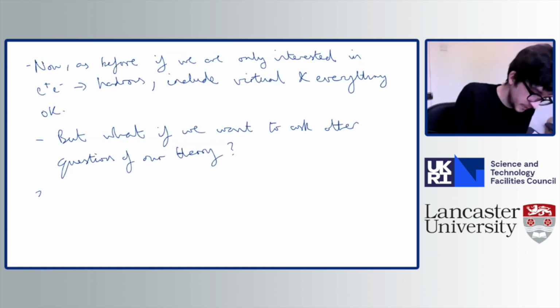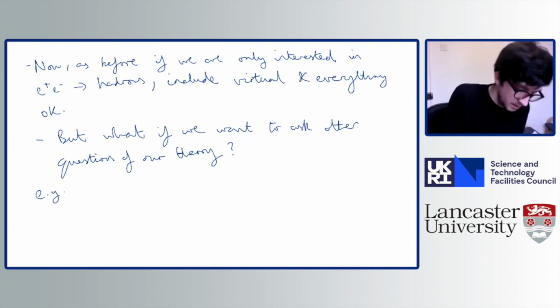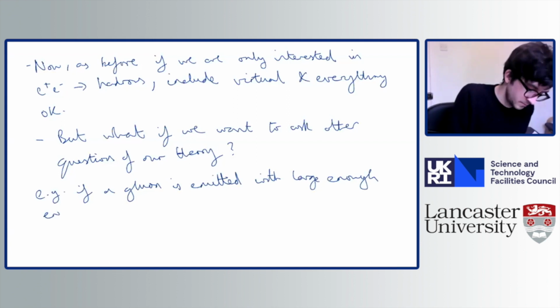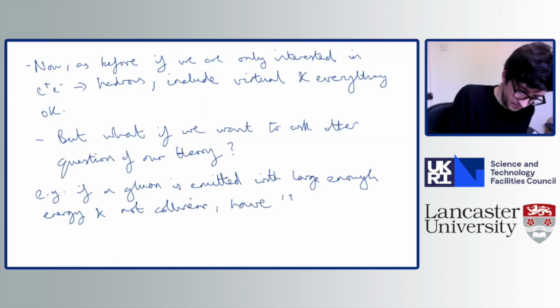So for example, indeed, this is what we're going to ask. If a gluon, forget about the soft collinear region, is emitted with a large enough energy and not collinear, according to some measure, we're going to have a 3-jet event.